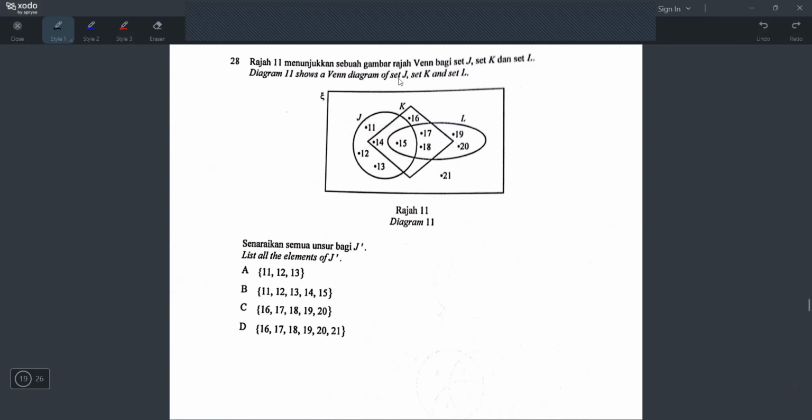28. Diagram 11 shows a Venn diagram J, K, and L. List all the elements of J complement. J complement means everything other than J. So this is J. Everything other than J means everything in the universal set except J. So 16, 17, 18, 19, 20, 21. Answer is D.